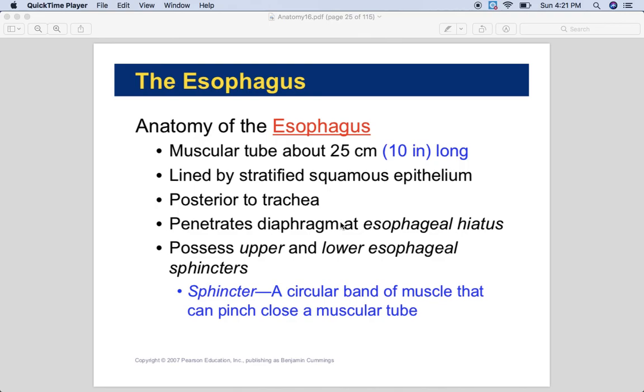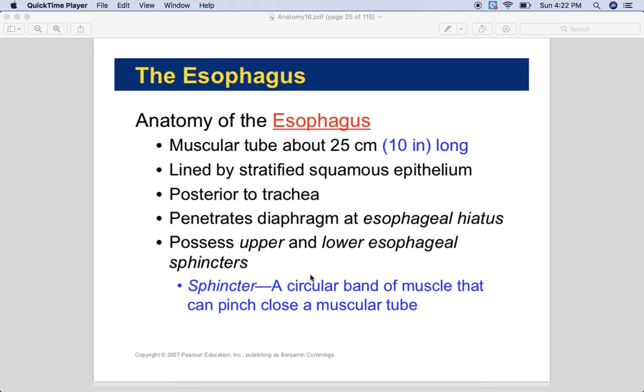So from the pharynx, we move down to the esophagus, and the esophagus is your food tube. It is only about 10 inches long, and there is a sphincter, which is a circular band of muscles that closes your esophagus off right at the top and then also at the bottom before it goes into your stomach. And so those sphincters are there to keep food in your esophagus and preferably not coming up and projectile vomiting.